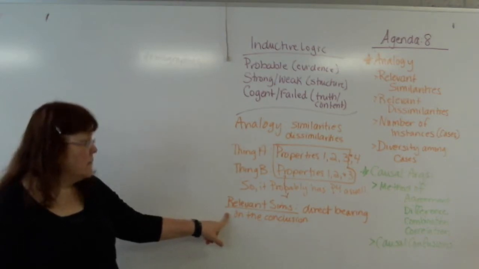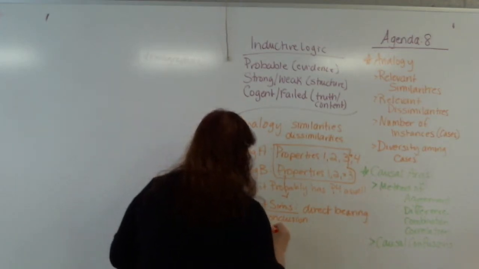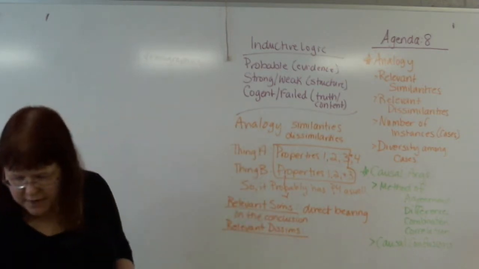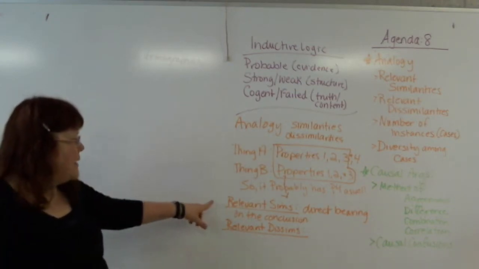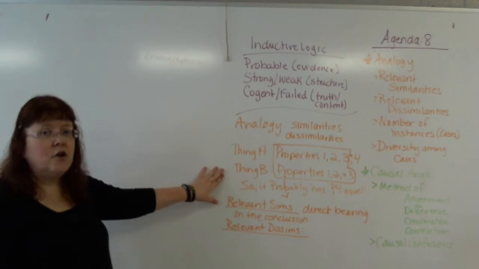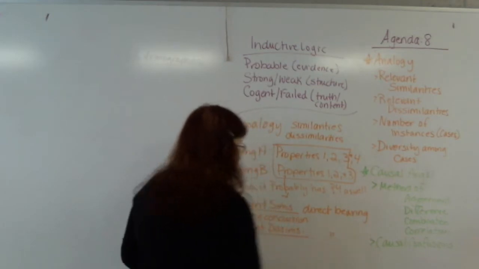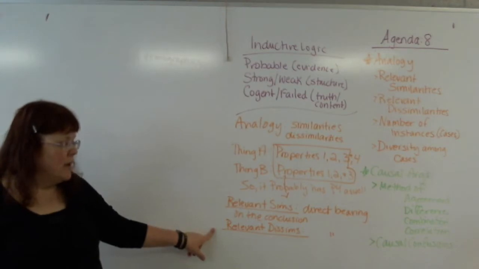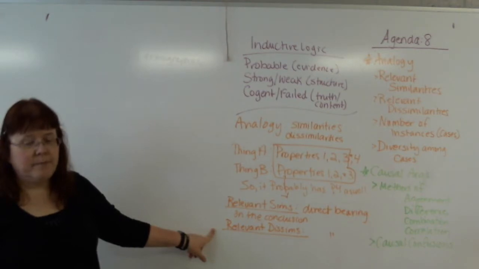This is inductive logic. Now, relevant dissimilarities are things that make our particular issue more difficult. They have a direct bearing on our conclusion. They're things that make thing A and thing B different, that could make it impossible for our conclusion to be true. The more relevant dissimilarities we have, the less likely our conclusion is to be true.